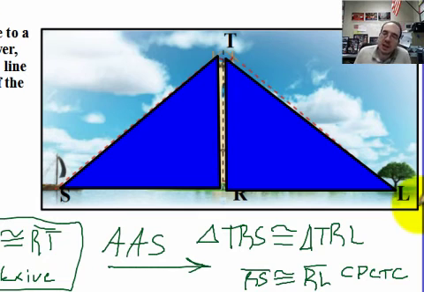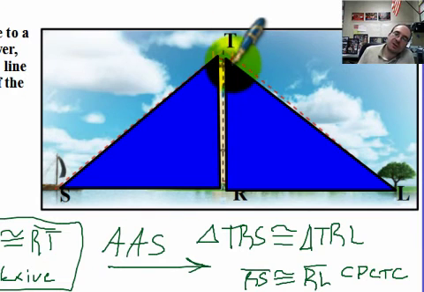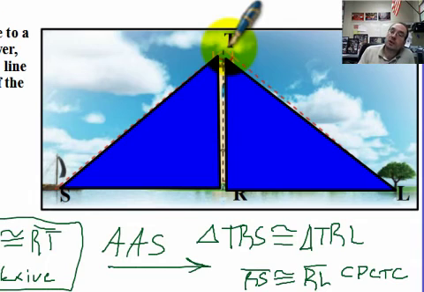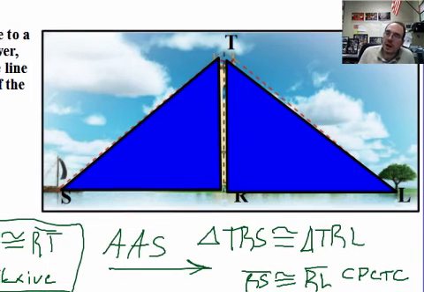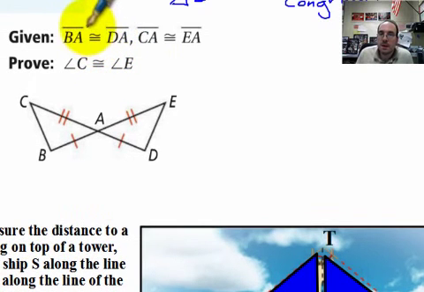So what did I do again? I was given two angles. I found a shared side. I proved the triangles were the same using angle, angle, side. And if the triangles are the same, each of their parts are the same. Okay? Let's do one more.